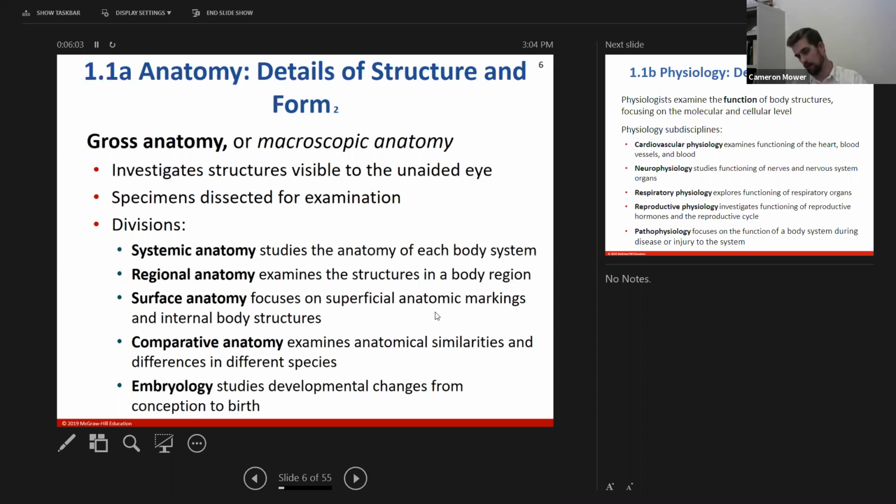I'm not keeping up with my slideshow very well here.